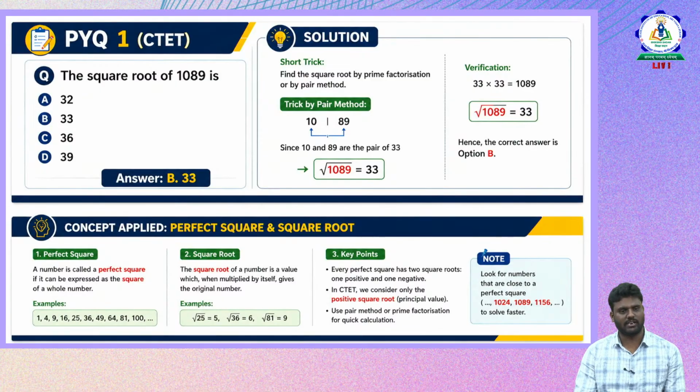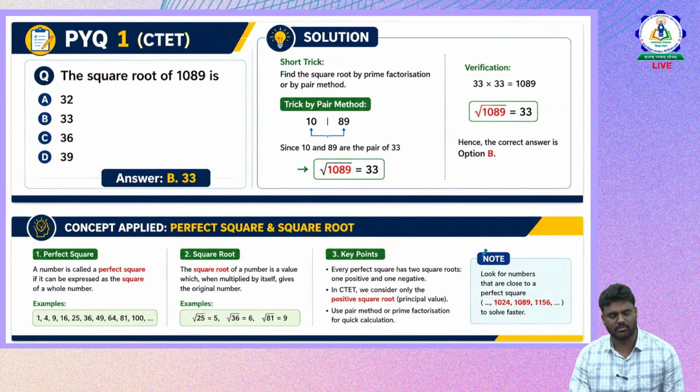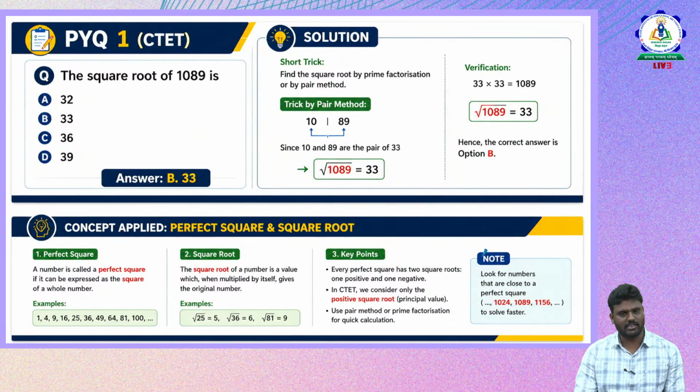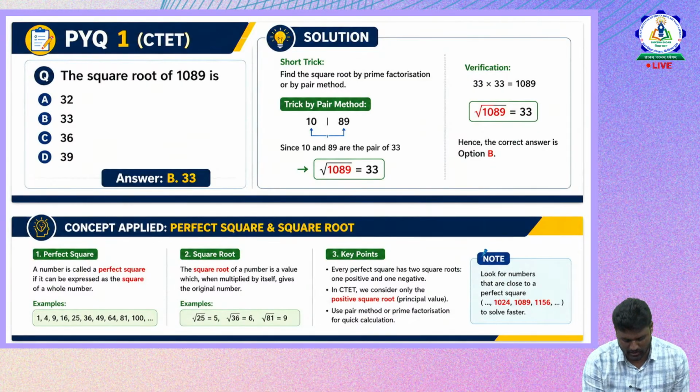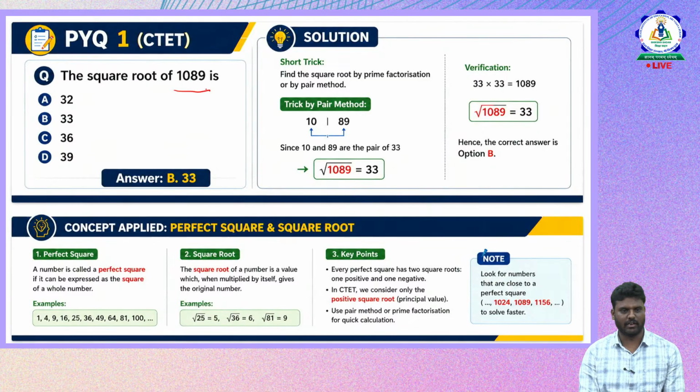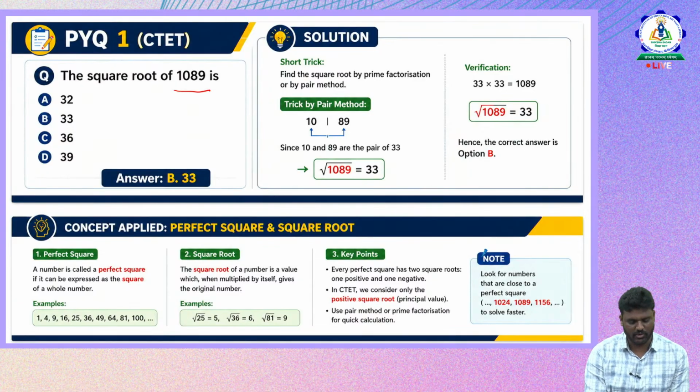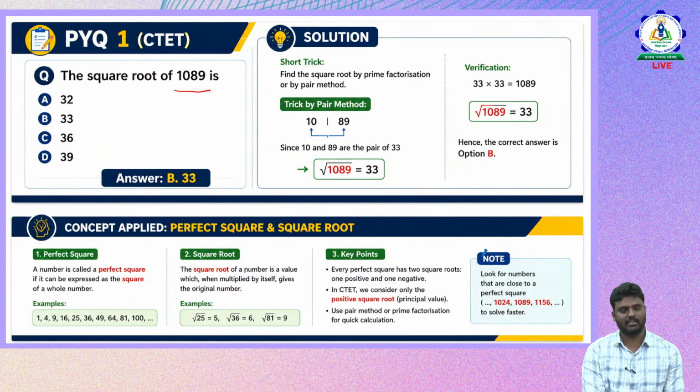What are the options they have given here? Option A is 32, option B is 33, option C is 36 and option D is 39. We need to see which is the correct answer. We don't need to follow the regular method to find the square root here. By seeing the question itself we can identify it. Let us check the options and try the elimination method.